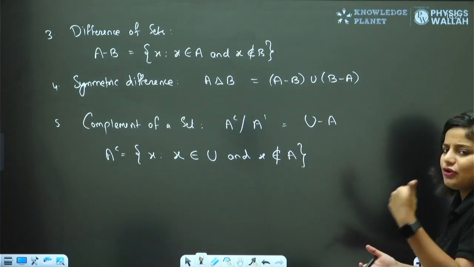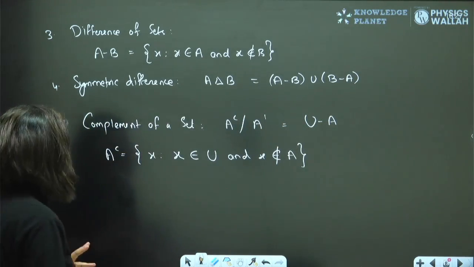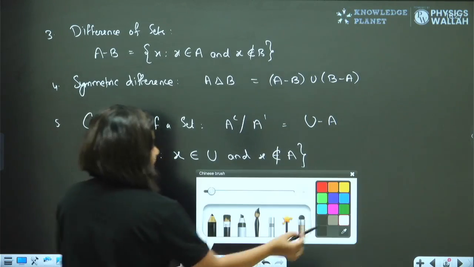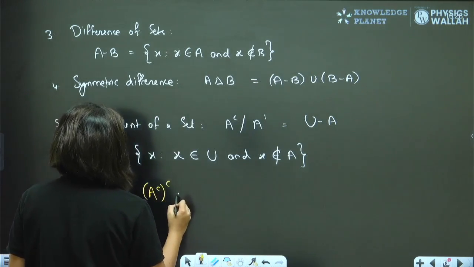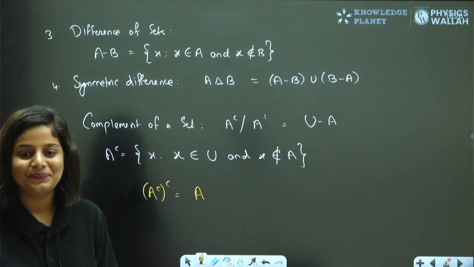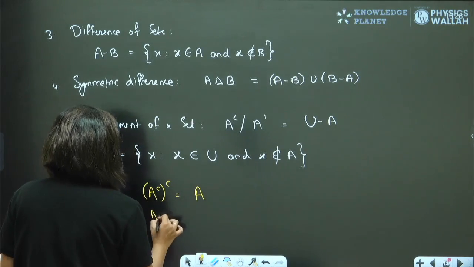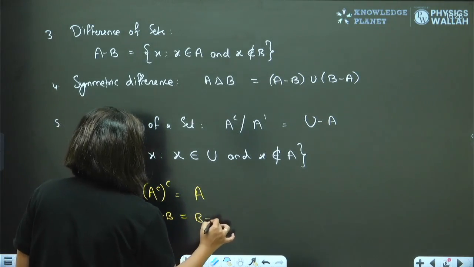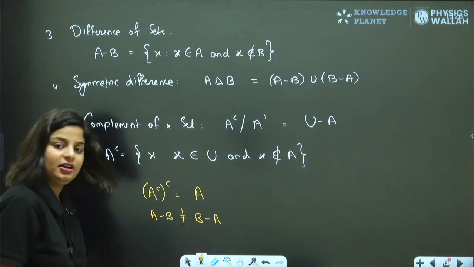Certain properties of union, intersection and complements are there, which we are going to see. For complement, one simple property: the complement of A complement is the same as A when you take the complement twice. Is A minus B equal to B minus A? Is the difference property commutative? No, it's not commutative.